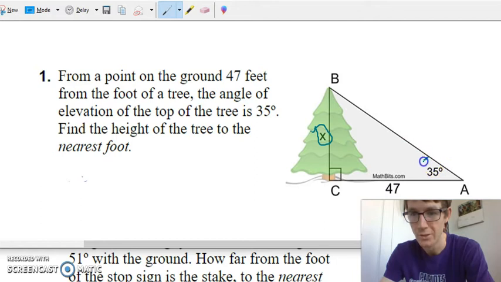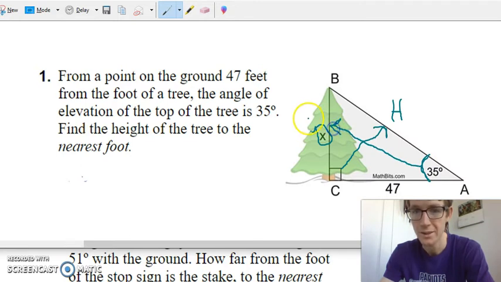So our reference angle is right over here. That's our 35 degrees. Where's the hypotenuse? The hypotenuse is always across from the right angle. So this is our hypotenuse. What's our adjacent and what's our opposite? Opposite is always across from the reference angle. So here our opposite is x. And our adjacent must be our 47.